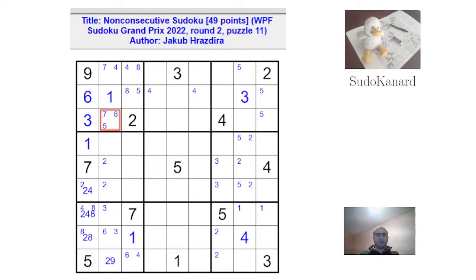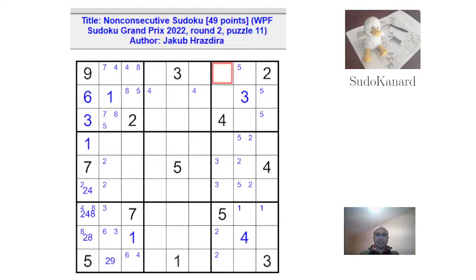And now that I've written all those pencil marks, I can turn them into candidates. That's becoming very cluttered, so maybe I shouldn't have done that. No, shouldn't have done that. I'm writing too much stuff.